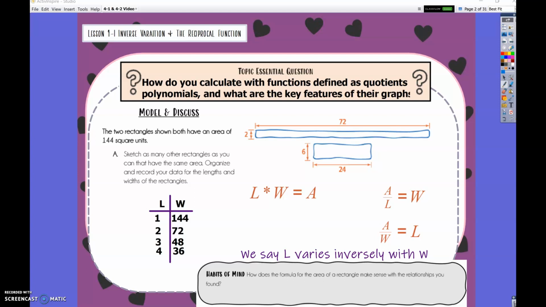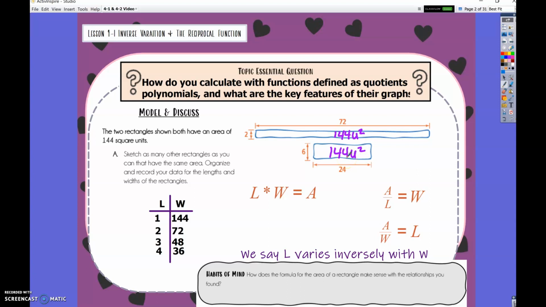We want to start by talking about the area of a rectangle. Most of us know the formula, which is length times width. So if you look at the picture here, they give us a long example of a rectangle where we have 72 times 2. Well, that'd be an area of 144 square units. Same thing here, 24 times 6 is also 144 square units.